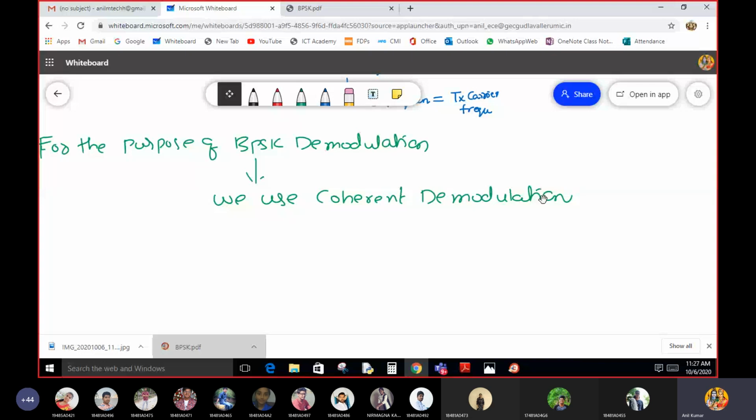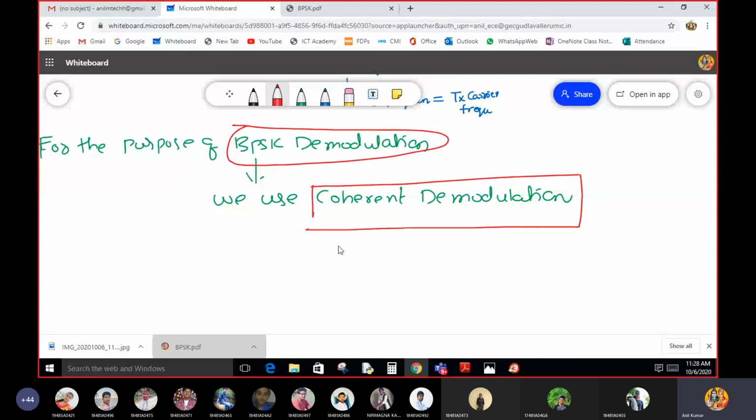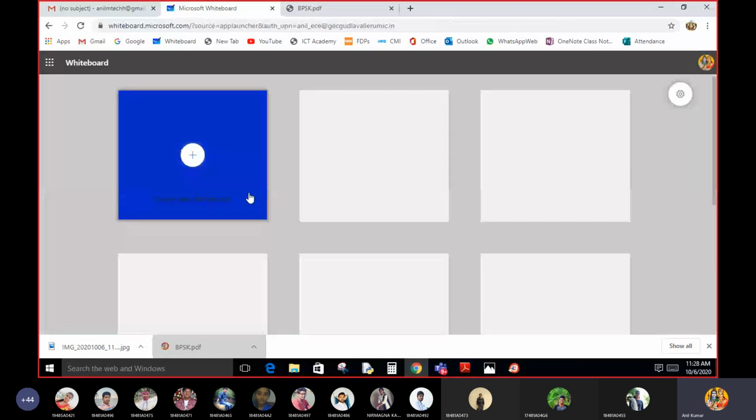Is it okay? Right. So what kind of demodulation do we employ in the BPSK demodulation? For the purpose of BPSK demodulation, we use what kind of demodulation technique? Coherent demodulation technique. Is it okay? Right. So now I'm going to discuss coherent demodulation step by step.